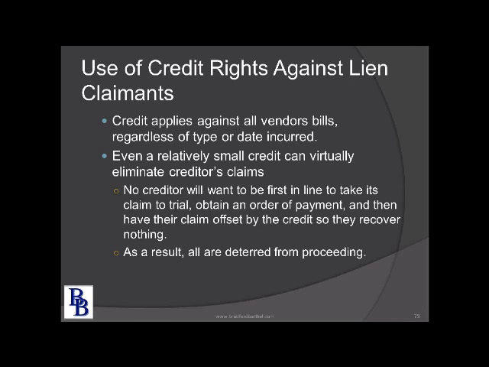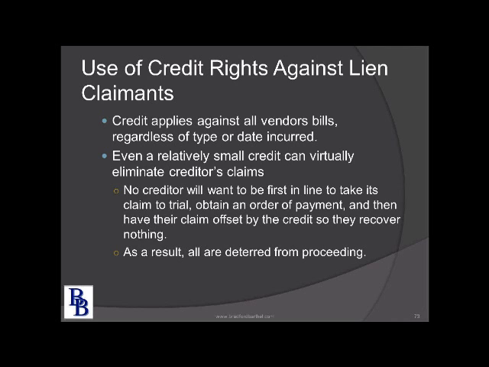Let me give you a quick example. Let's say you've got $50,000 worth of lien claimant claims out there, and they're all $5,000, $10,000 apiece. And after your third-party case settles, you've got a $20,000 credit. Well, you might say to yourself, okay, I've got $20,000 in credits and $50,000 worth of bills, so I guess I take $20,000 off and I pay the other $30,000, right? Wrong. What you do instead is you send a letter out to each one of those creditors saying, you've got a $5,000 or a $10,000 bill, I've got a $20,000 credit.